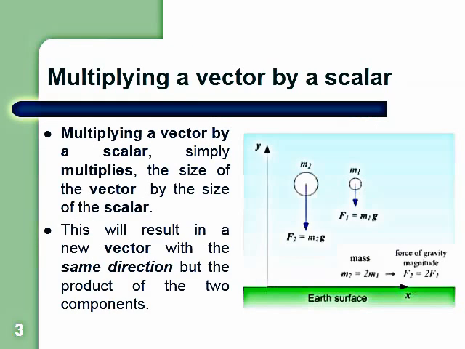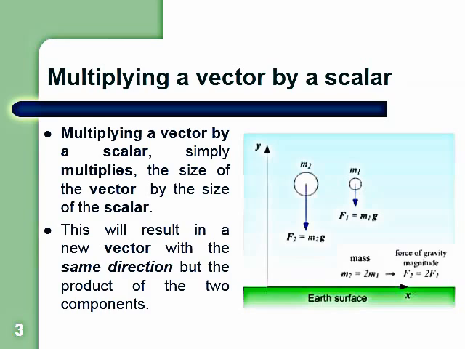Okay, so when using vectors, there are many mathematical operations that you have to do in order to use them, and one of them is multiplying a vector by a scalar quantity. So in short, multiplying a vector by a scalar simply multiplies the size of the vector by the size of the scalar quantity. And this results in a new vector with the same direction, but the magnitude is the product of the two, the vector and scalar quantities multiplied together.